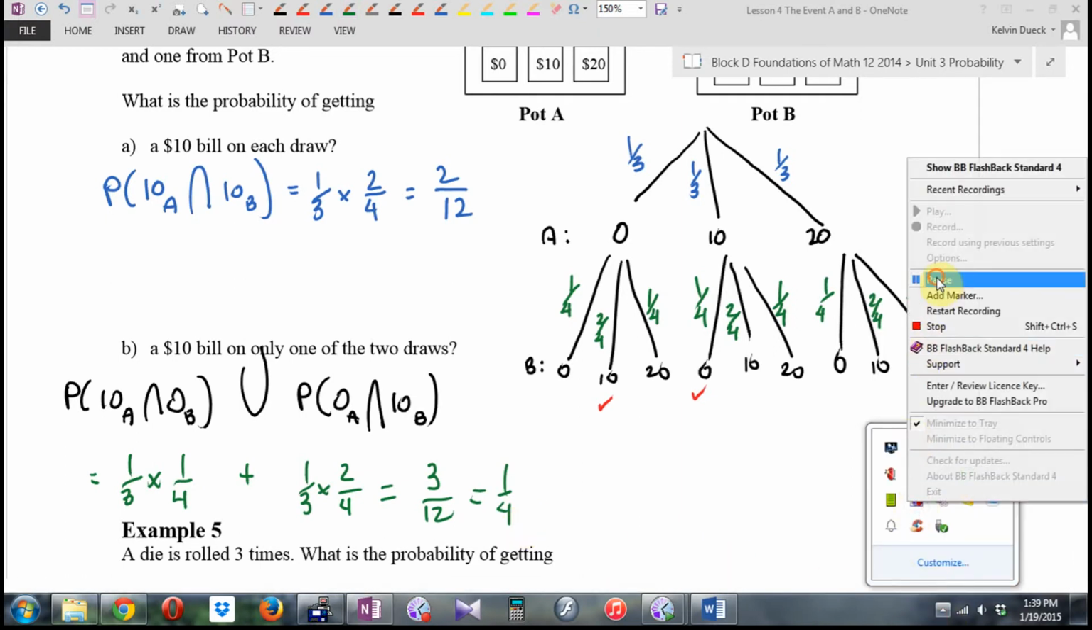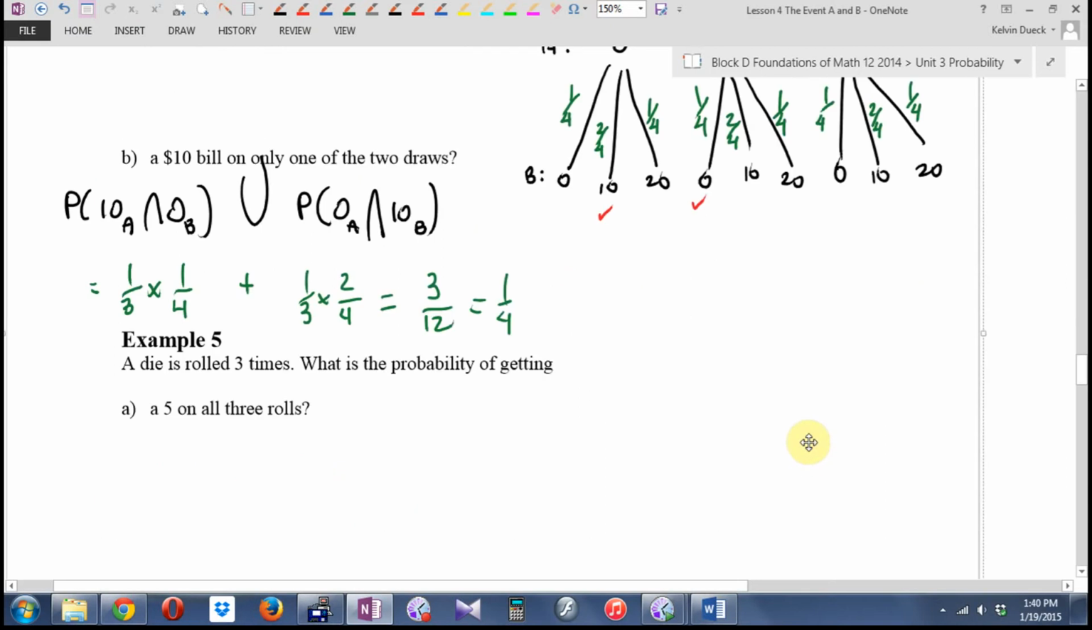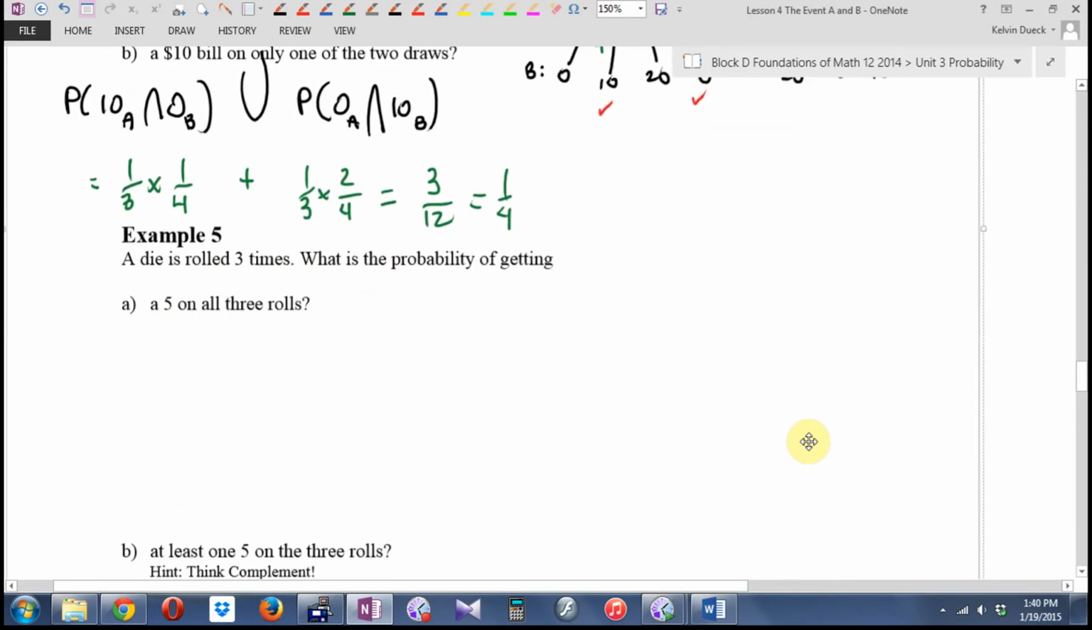Candy for Darian. Example 5. A die is rolled how many times? Maybe I can do this with a tree, maybe not. 2 I can do with a tree, 3 might be yucky. What's A want? Find the probability of what, Mac? A 5 on, you know what? Since it's the same thing over and over, I think I can visualize the tree.